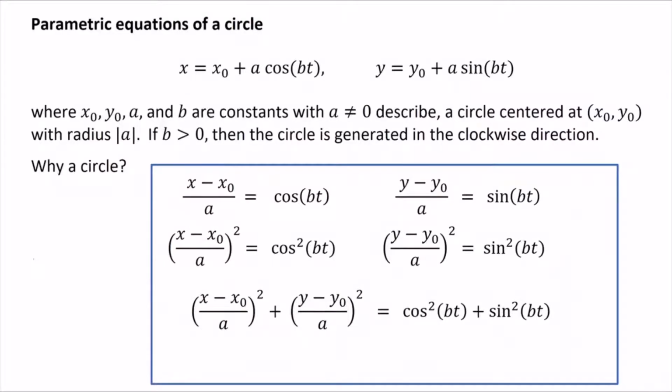Now adding both equations together gives us ((x minus x naught) all over a) quantity squared plus ((y minus y naught) all over a) quantity squared equals cosine squared of bt plus sine squared of bt. By applying the Pythagorean identity, we know this equals 1. Finally, we can multiply both sides of our equation by a squared. This gives us (x minus x naught) quantity squared plus (y minus y naught) quantity squared equals a squared, which we recognize as a circle with center (x naught, y naught) and radius the absolute value of a.